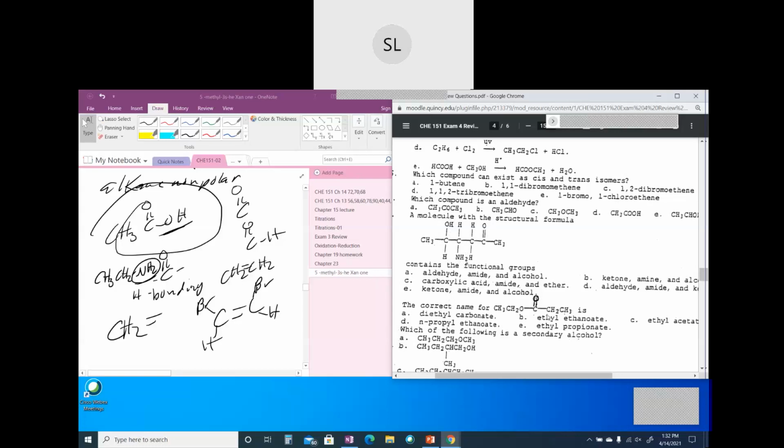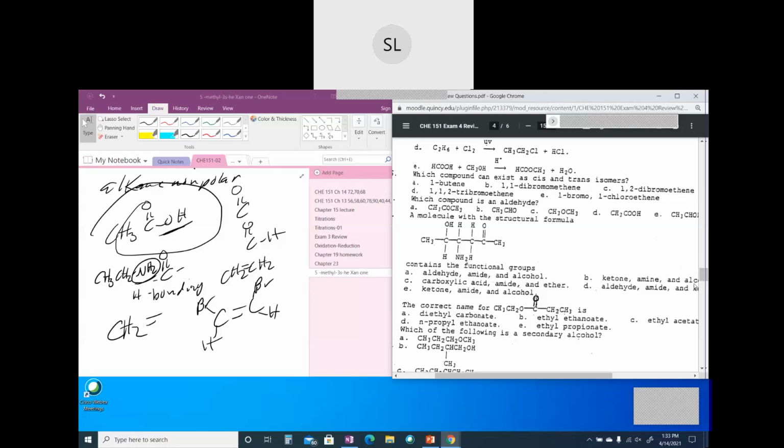The correct name for this one, all right, so when you name an ester, you name the group coming off the O first, that is ethyl, and then you name the rest of it as a deprotonated carboxylic acid. And so that is a 3-carbon, which would be propanoic acid. Drop the ic acid and you add ate, that is propanoate, so that is ethyl propanoate.